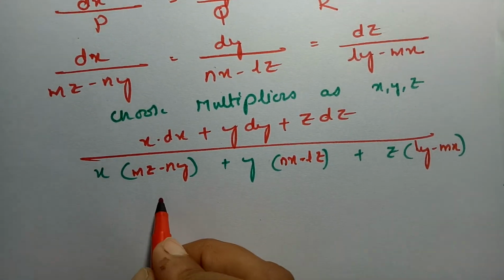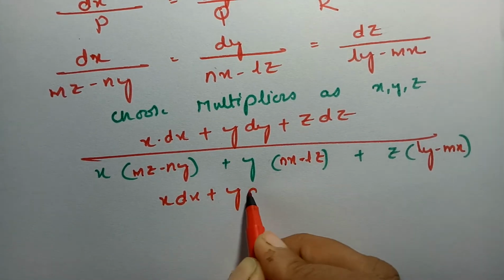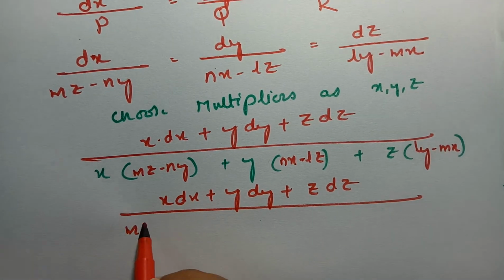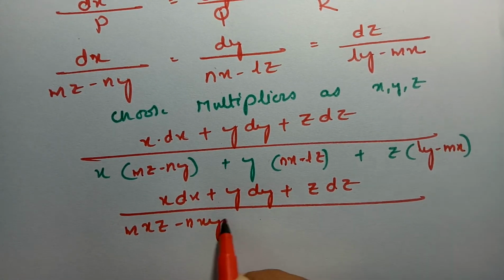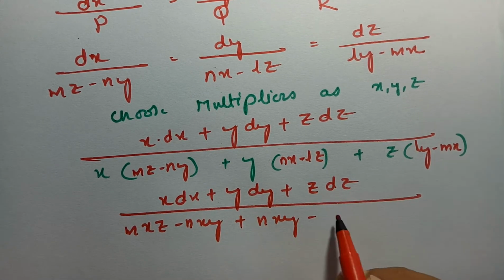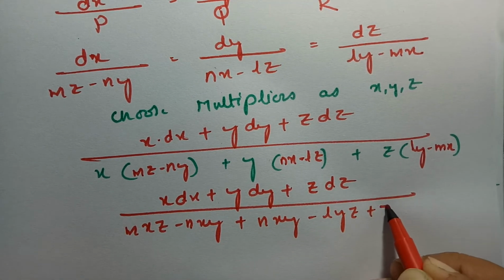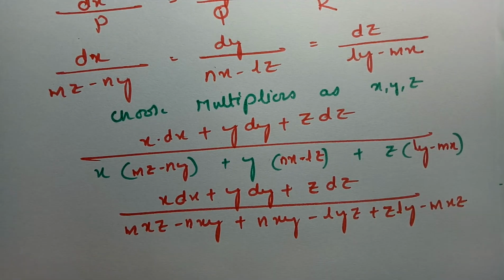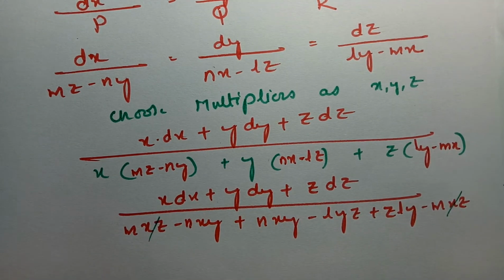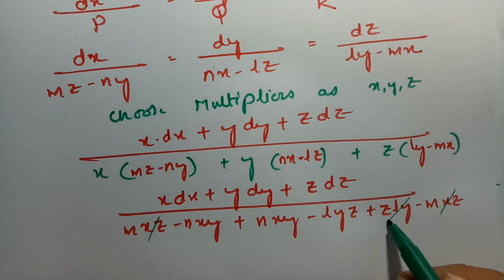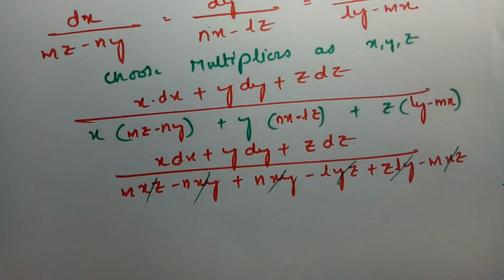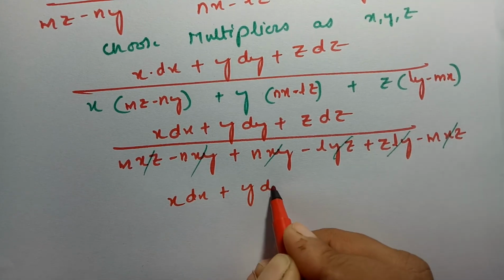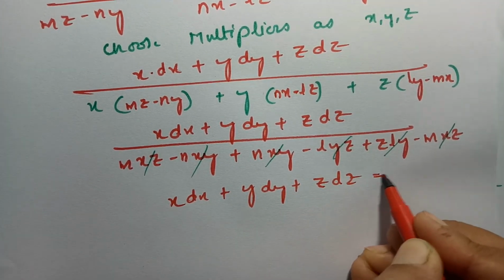See here, this is x dx plus y dy plus z dz by, if I multiply all these, mxz minus nxy, nxy minus lyz plus zly minus mxz. If you see, mxz got cancelled, and this is plus and this is minus, and this is a plus and this is minus. So we can easily solve this. x dx plus y dy plus z dz is equal to 0.